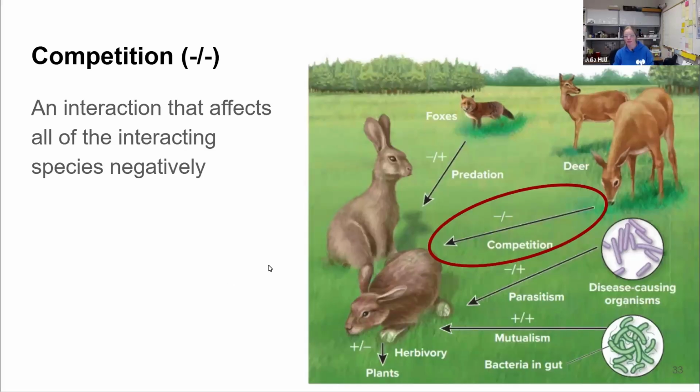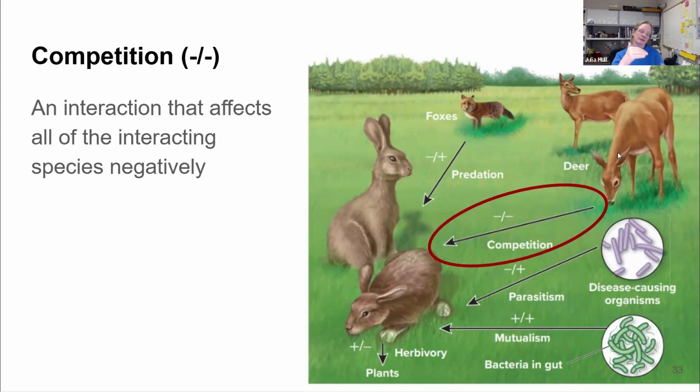All right, so we'll start with competition. This is the type of symbiosis where both species are negatively affected by the presence of the other. So in this case, we have rabbits and deer competing for the same food resource, which is the grass. When the rabbits are present, they're eating the grass. That makes it so there's less grass available for the deer, and same vice versa.